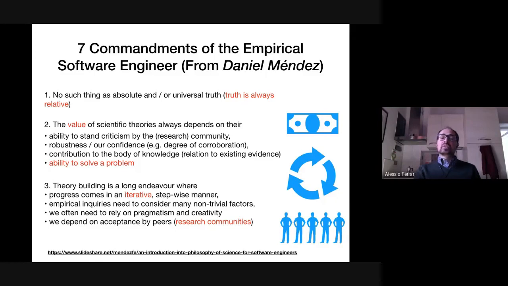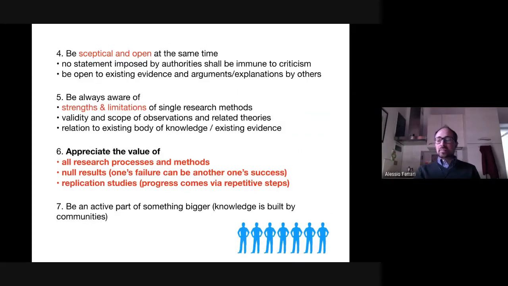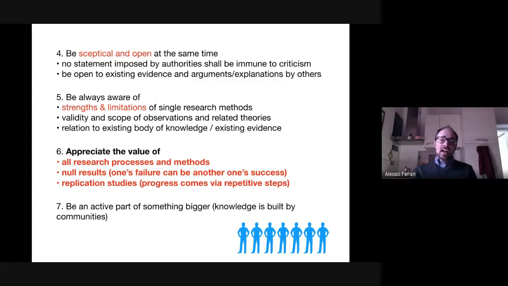So research communities are key here for both acceptance and criticism of your own research. Not just evidence, but also evidence that can be communicated and argued in a clear way, so that other peers, other people that are competent in the field, can judge.